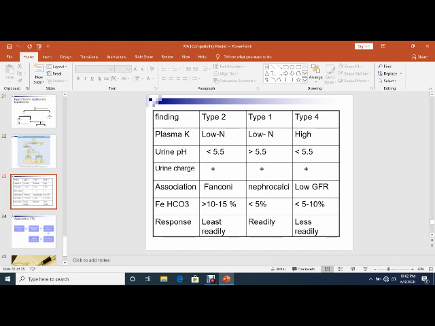So this is all about renal tubular acidosis. What is acidosis? How to approach renal tubular acidosis? What are the common conditions that lead to this acidosis, and what are the consequences? How to differentiate the various acidosis, type 1, type 2 and type 4 renal tubular acidosis. So thank you very much. This is all about renal tubular acidosis.